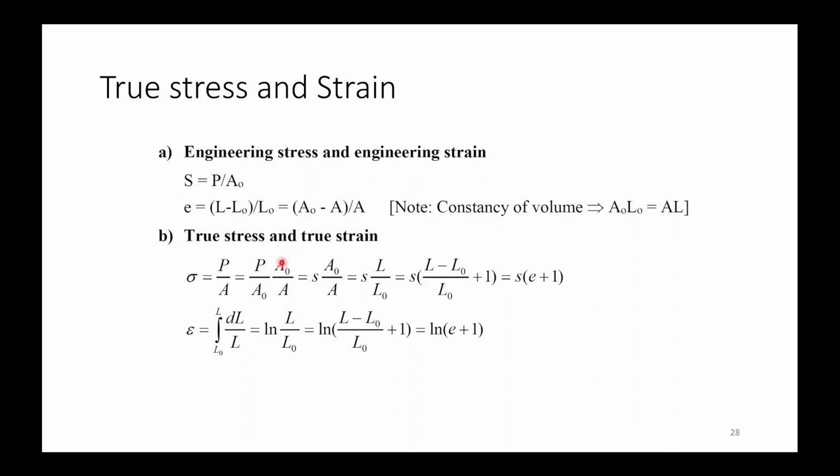Now we multiply A naught with both of these, then this part becomes your engineering stress, and A naught upon A can be written in terms of length, and we can say this is 1 plus e. And in the case of your true strain, it can be written as the integration of dl upon L from L naught to L, so ln L upon L naught, which can finally be written as ln(1 plus e).